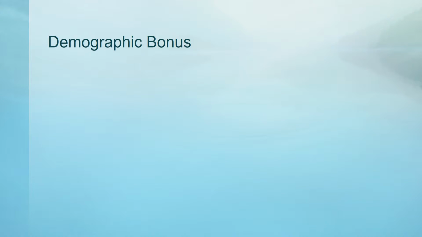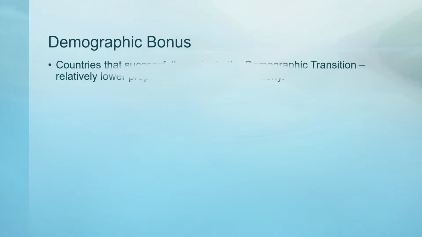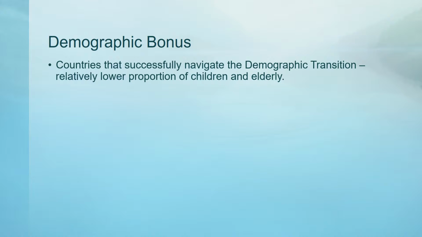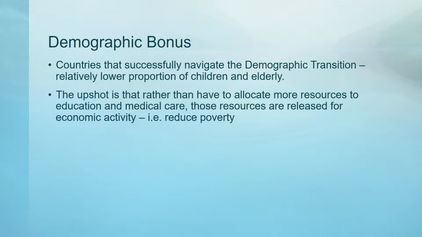So the demographic bonus is for countries that successfully navigate the demographic transition. If they do that, they tend to have a relatively lower proportion of children and elderly. That's in the middle. We had that in some ways in our case, I remember the boomers. The upshot is that rather than having to allocate more resources to education for the kids and medical care for the elderly, on both ends of the spectrum, right? Those resources are released for economic activity.